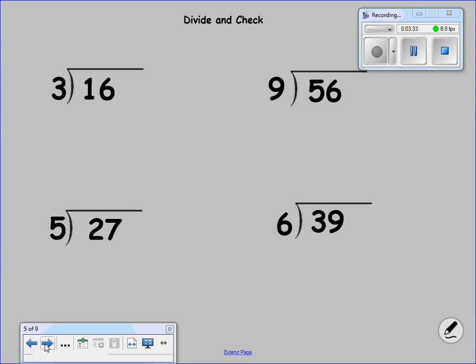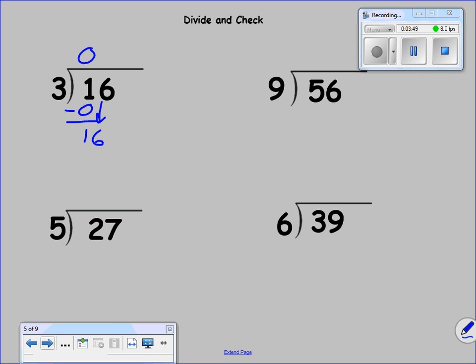Cruise along here. We're going to have some remainders on these. Let's take a look what to do with the remainder. 3 times what equals 1? 0. 3 times 0 is 0. I'm going to subtract. I get a 1. I bring down the 6. How close can 3 get to 16?